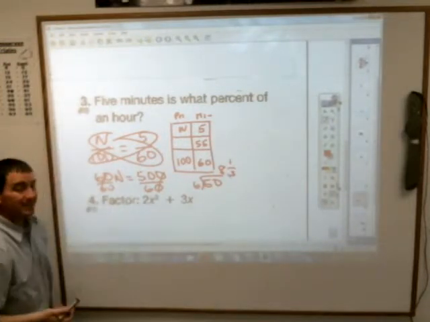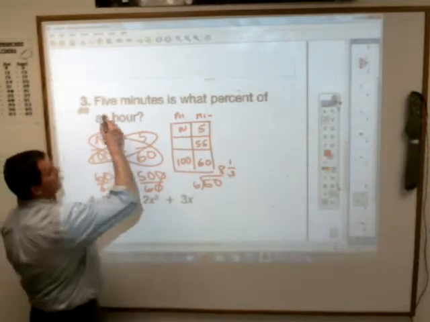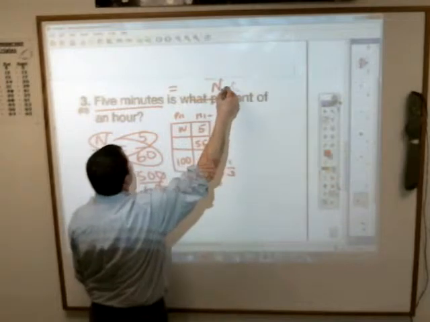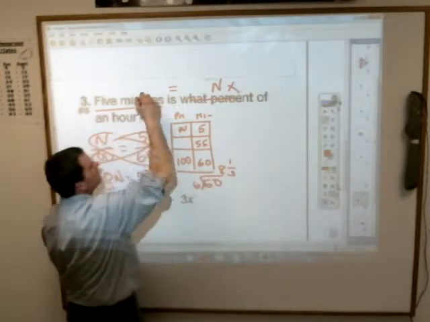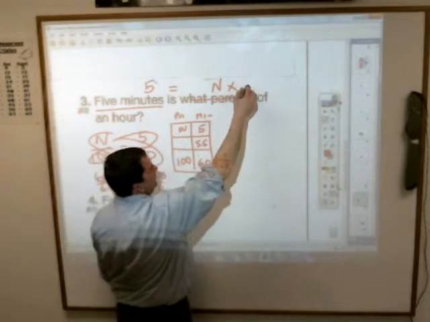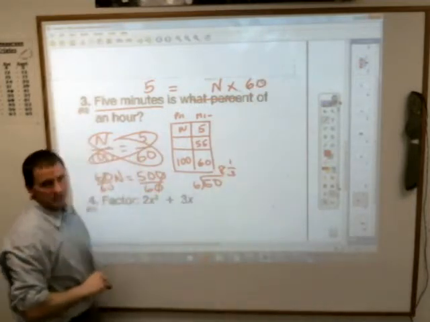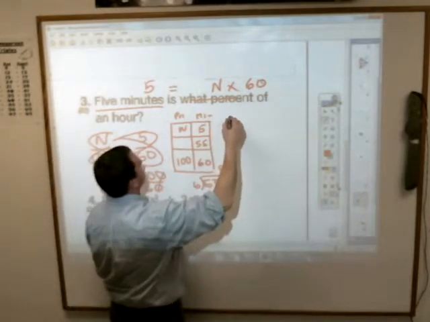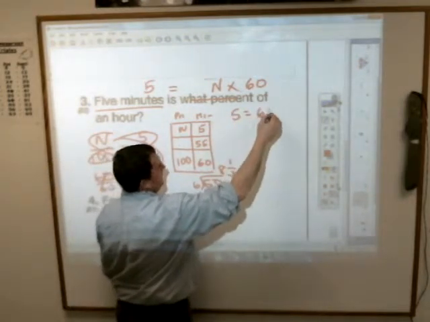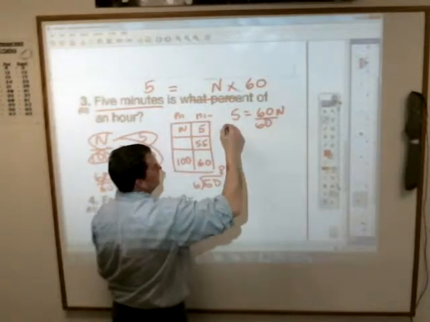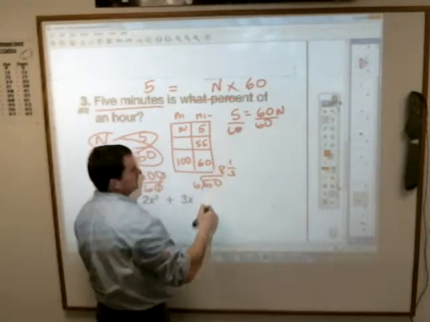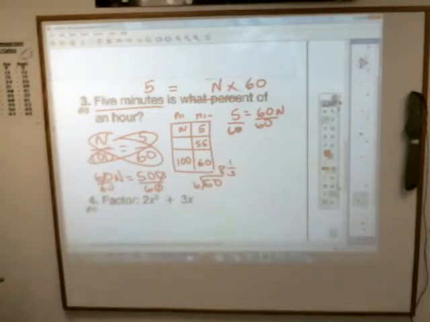Now, you could have also written an equation for this. 5 minutes is what percent, we don't know, times an hour. Okay, but you have to know that an hour is 60 minutes. You can't work with one section hours, one section minutes. And when you do that, you get the same thing. You're going to get 5 equals 60n. You're just going to be dividing 5 by 60, which is the same thing we did here. You'll still get the 8, whatever.